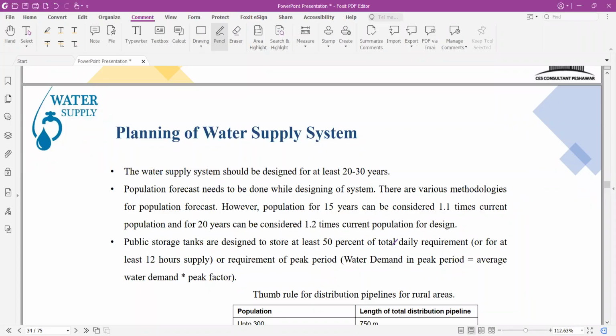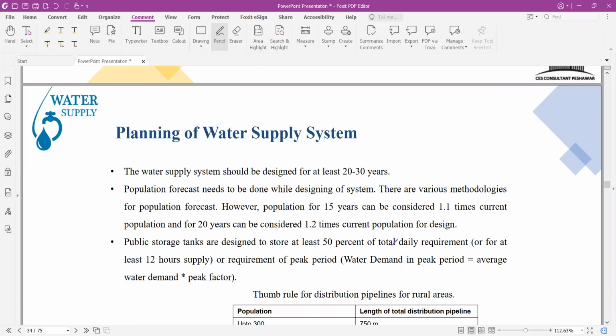For example, if I want to design a water supply system in 2022, and I want to design it for 20 years, I also want to include a commissioning period of 5 years. So I have to design it for 25 years. The commissioning period includes the design, the bidding of that design, and construction of the full water supply system.